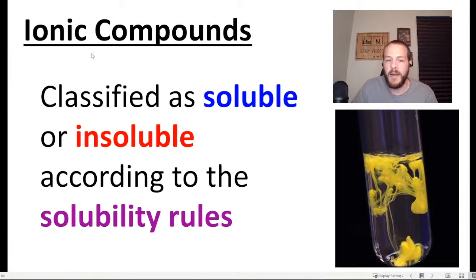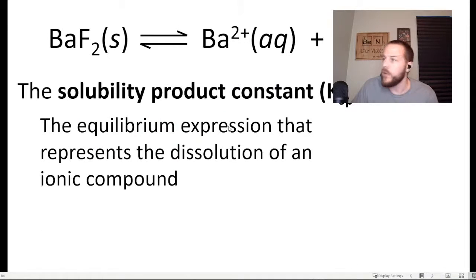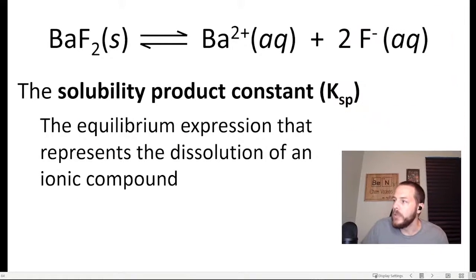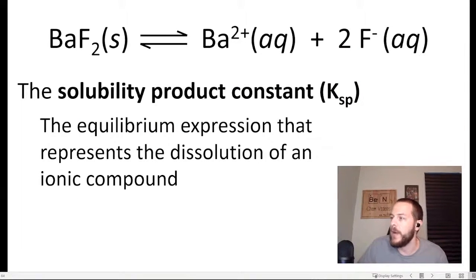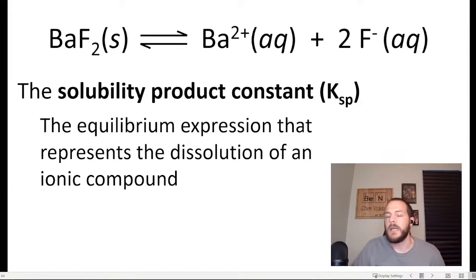We can get a better, more thorough understanding of solubility by considering it as more of an equilibrium type of process. So if we consider an ionic compound like this one here, barium fluoride, BaF2, and we consider the dissolution, or the breaking apart, of barium fluoride into its constituent ions, barium ion and fluoride ion, if we think of that process as more of an equilibrium, that gives us a more accurate picture of what's going on here with solubility.